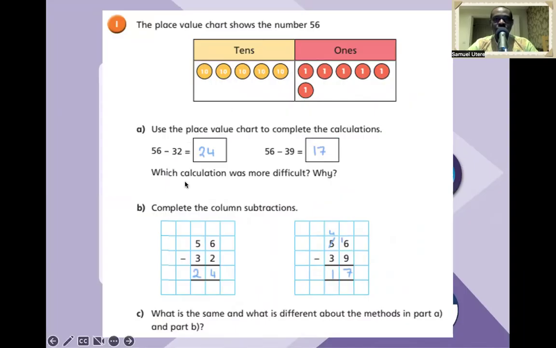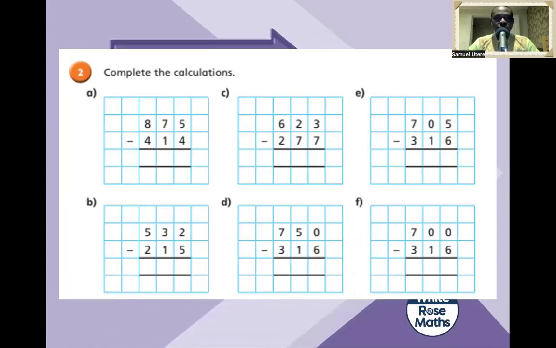Let's discuss them. So here you were asked to use the place value chart to complete the calculations. And so here the place value chart shows the number 56. So to complete the calculation, you could have done what we did just now when we did the examples. All right. Pause the video and answer question 2 in 3 minutes. Okay, assuming you've paused the video and you've answered question 2, here are the answers.